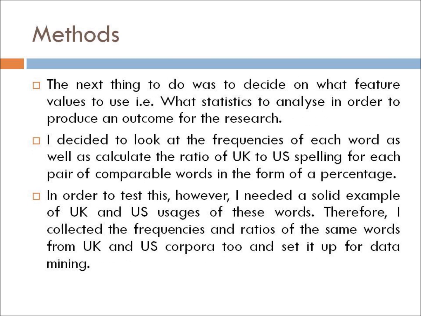The next thing to do was to decide on what feature values to use, that is, what statistics to analyse in order to produce an outcome for the research. I decided to look at the frequencies of each word, as well as calculate the ratio of UK to US spelling for each pair of comparable words in the form of a percentage. In order to test this, however, I needed a solid set of UK and US usages of these words. So I collected the frequencies and ratios of the same words from UK and US corpora too, and set it up for data mining.